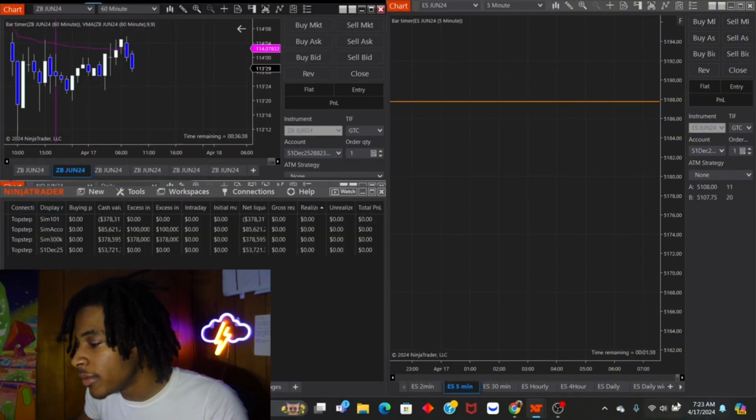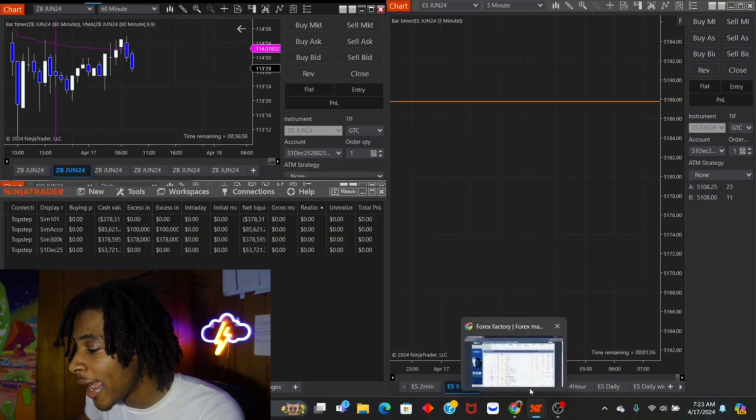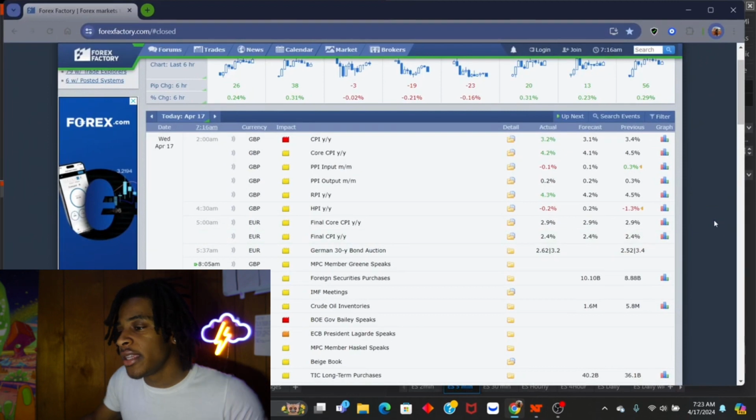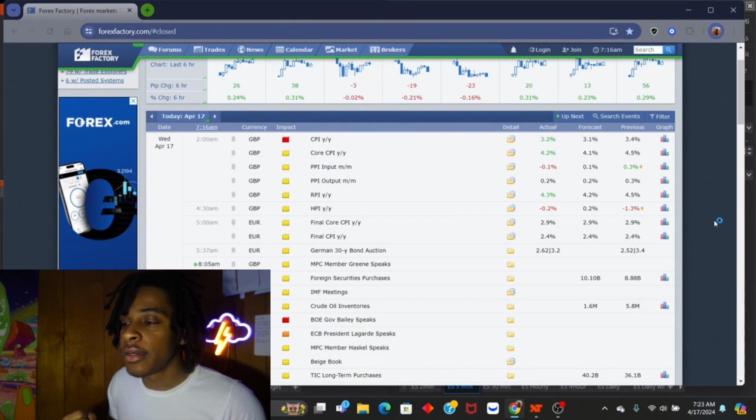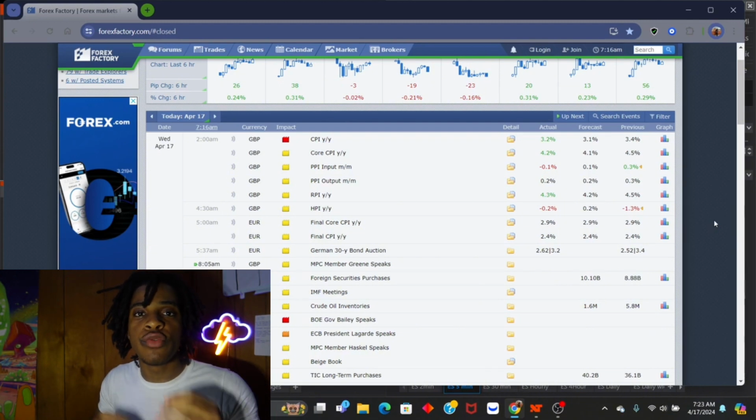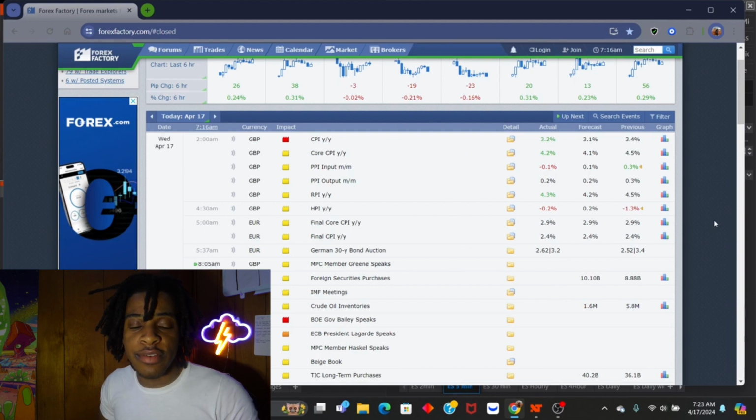Boom, here we are. The first thing that I do when I first come into the market is I check news. Checking news is very important because you're seeing when high impact news is coming out. High impact news moves the market very vividly, sometimes very aggressively. It can move the market sometimes, and sometimes it just don't do too much at all.